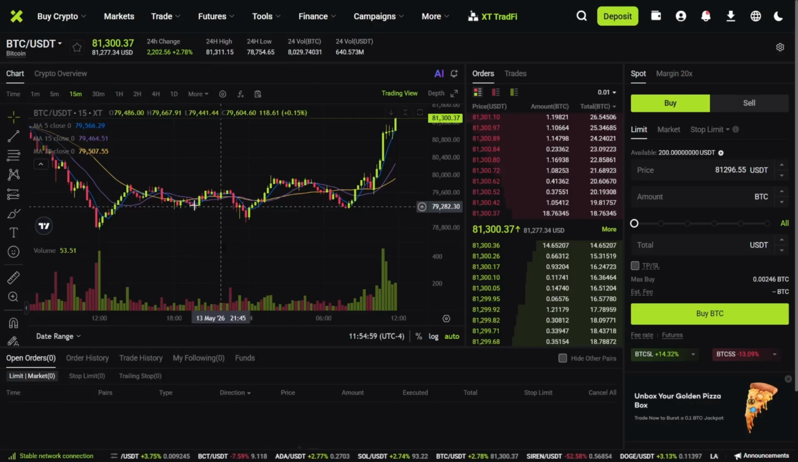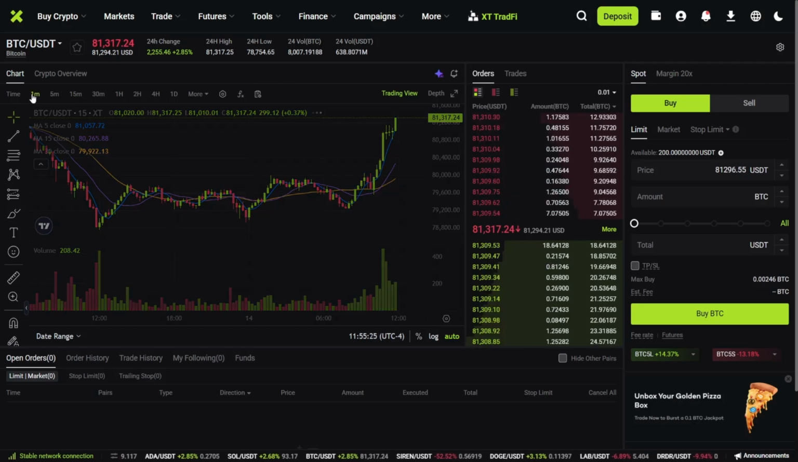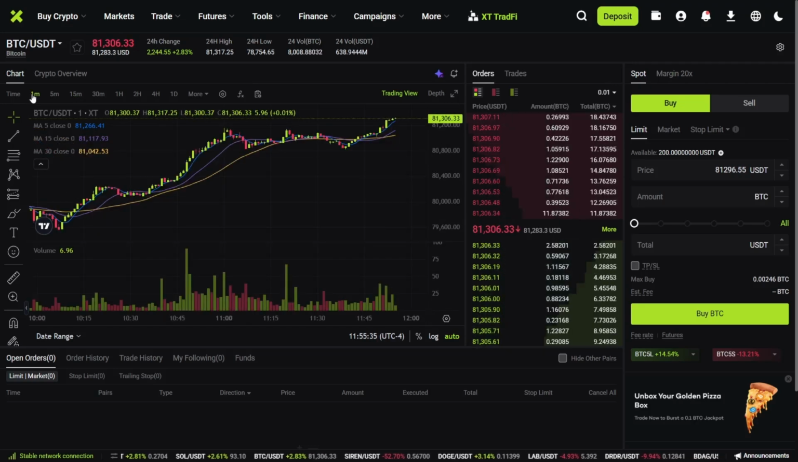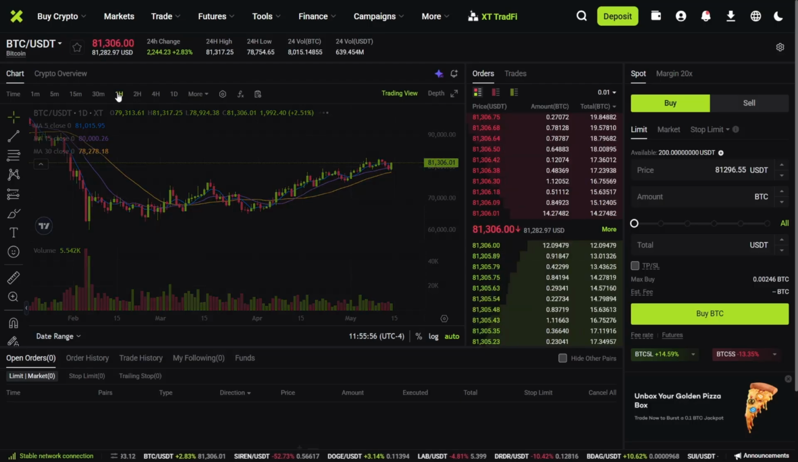Now let's quickly go over the trading view chart. At the top of the chart, you can change the time frame. For example, 1 minute shows a very short-term price movement, while 1 hour, 4 hours, or 1 day gives you a bigger picture of the market. For this tutorial, we're going to leave the chart on the hourly.